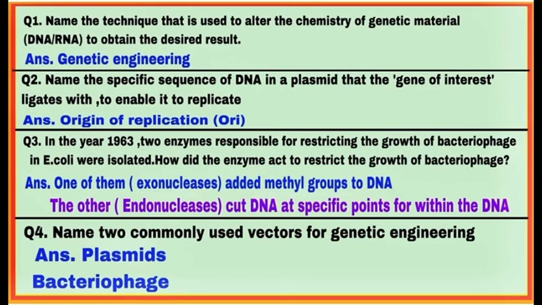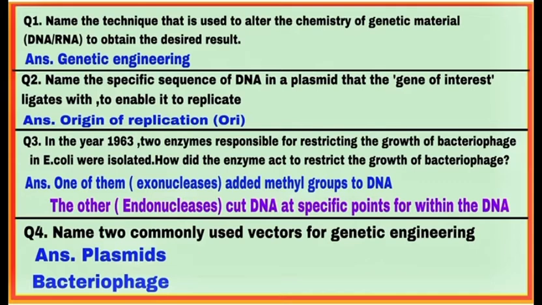Question number 1, name the technique that is used to alter the chemistry of genetic material, DNA or RNA to obtain the desired result. It is genetic engineering. This technique is used to alter the chemistry of genetic material, and then this genetic material is introduced into the host organism, and thus it changes the phenotype of the host organism.